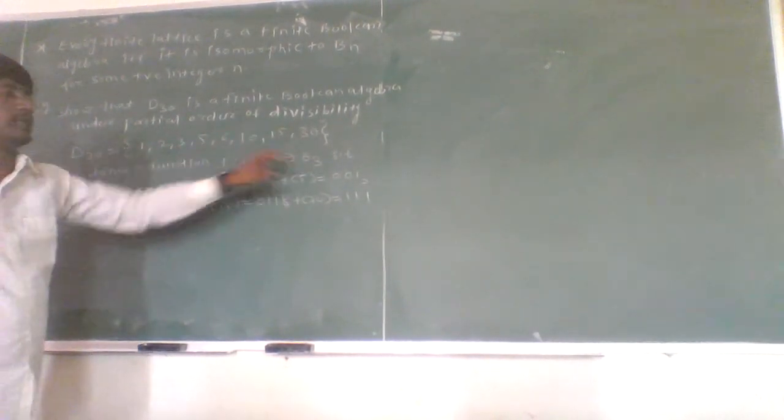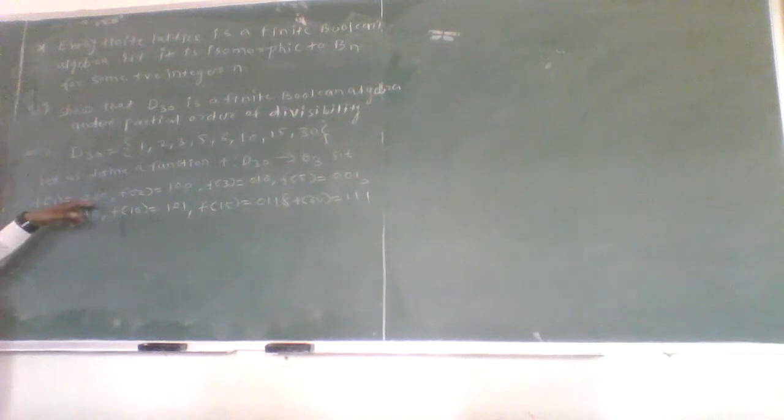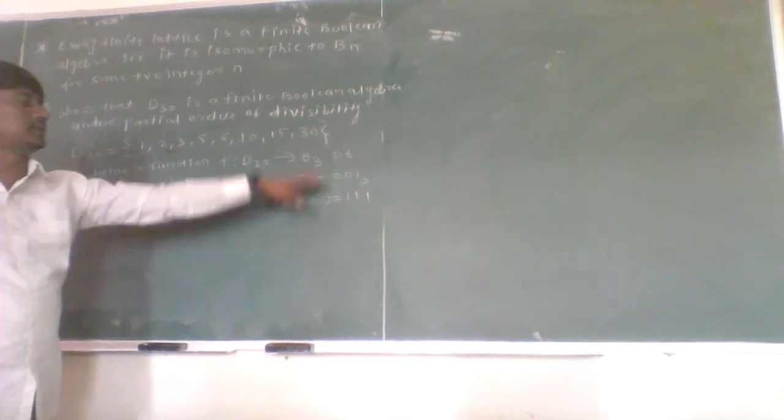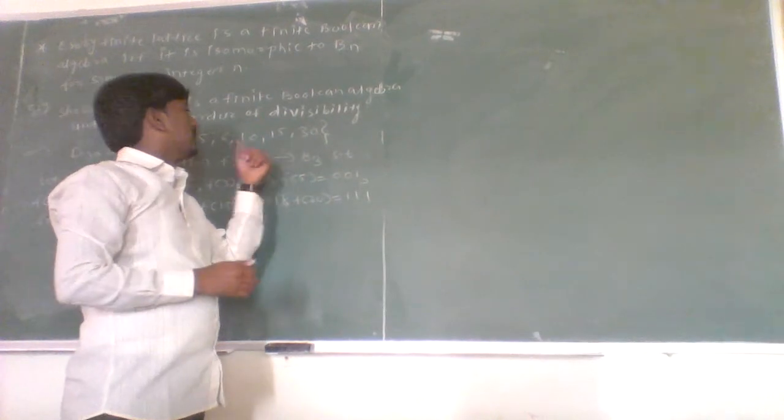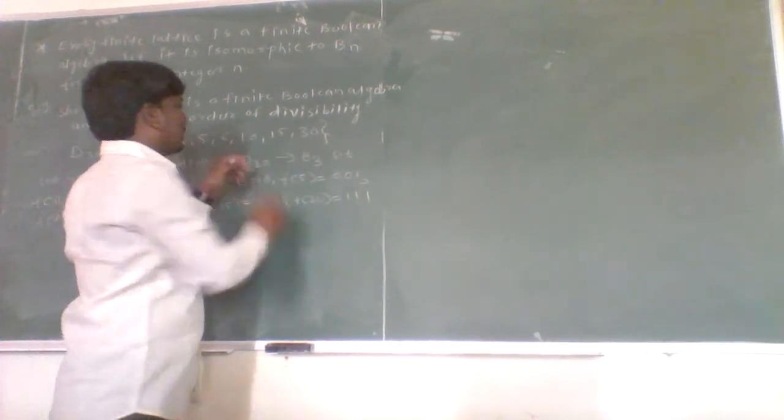So here we have defined one function f from D30 to B3 such that f of 1 is 000, f of 2 is 100, and so on, f of 30 is 111. And we know what the Hasse diagram of B3 should be, as we have to show that this D30 is isomorphic to B3. First, let us find the Hasse diagram of D30.